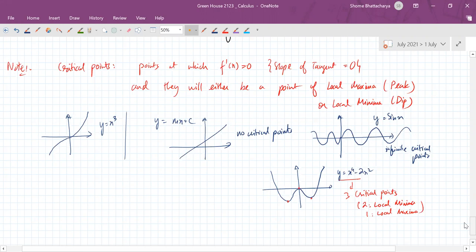A linear function will not have zero derivative at any point. y equal to mx plus c, dy by dx is m. So m will either be positive or negative. In the graph that I have drawn, m is positive, right? So it does not have any critical points. Yes.